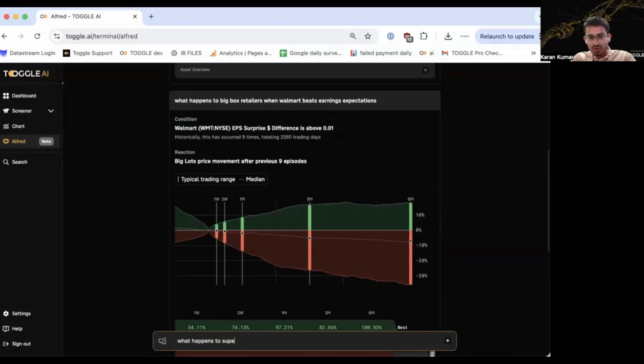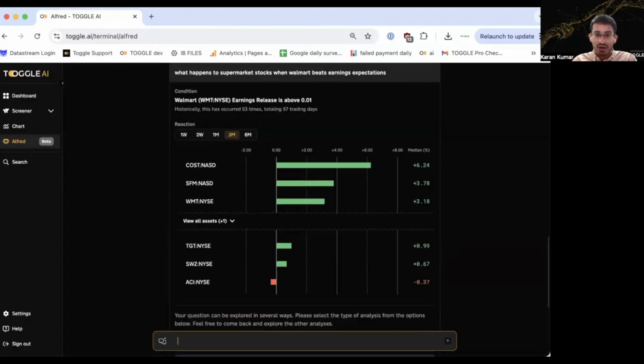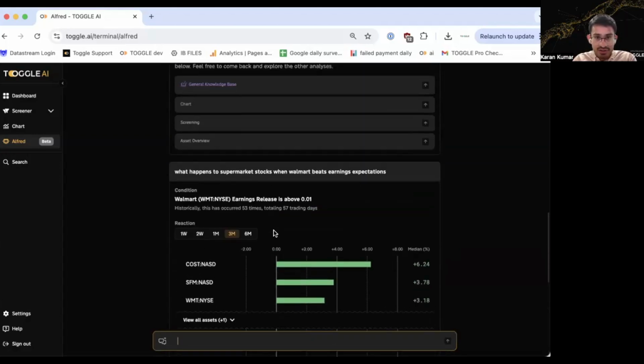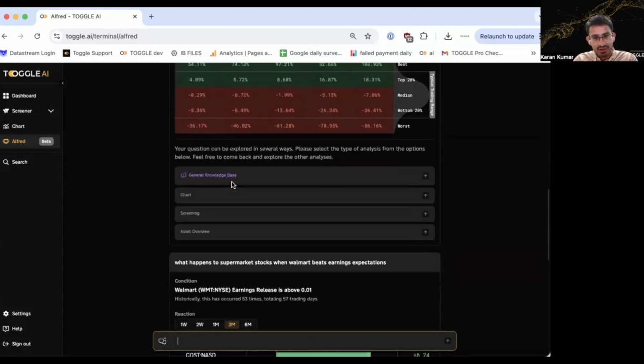What happens to supermarket stocks when Walmart beats earnings expectations? Right, so one of the caveats of working with large language models is that you have to be very specific about what you're asking. And we're also working to add UI in here so that you can tweak stuff, right? So imagine you got this response and you didn't want this as your independent variable. You can then say, okay, edit, change it this, right?